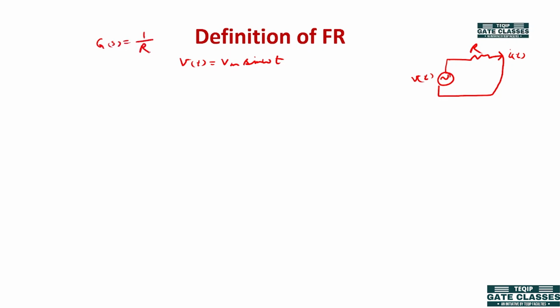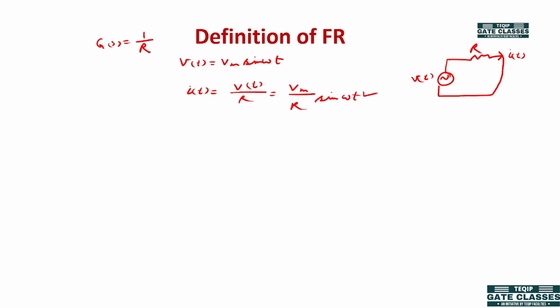So for this, let us consider a very simple example of a pure resistive circuit. If we apply a sinusoidal input to a resistive circuit, we get some current. Here we have v(t) equal to Vm sin omega t. Our input is Vm sin omega t. The transfer function of the system, G(s), is 1 by R. So we know that i(t) is equal to v(t) upon R, or Vm upon R sin omega t.